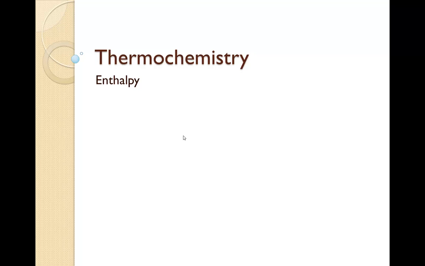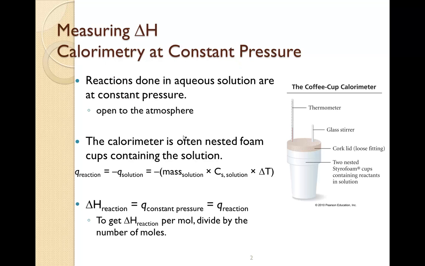In this tutorial, we will be discussing enthalpy. You may remember enthalpy as H, or the change of enthalpy being delta H. This is the calorimetry at a constant pressure. These reactions are done in an aqueous solution. That's rather important because it's an aqueous solution, that means it's a solution in water. And since water is the primary solvent and there's the majority, we can actually use that as the specific heat.